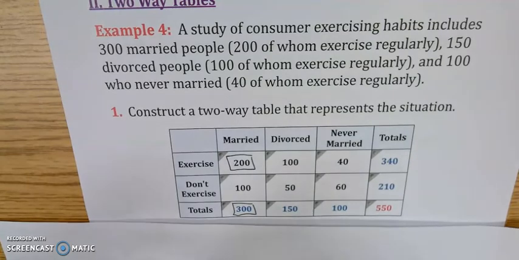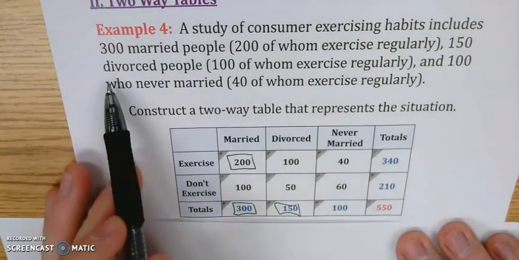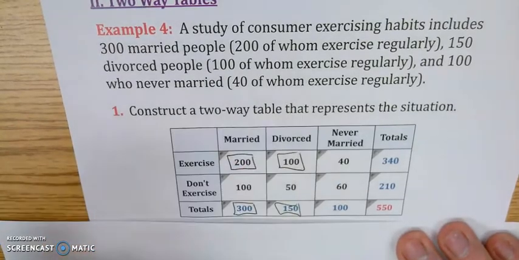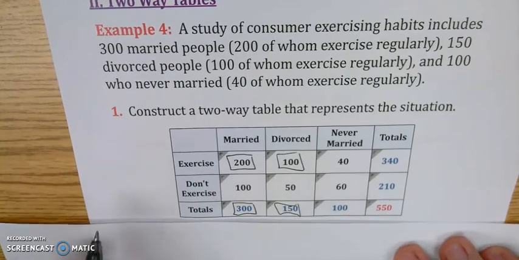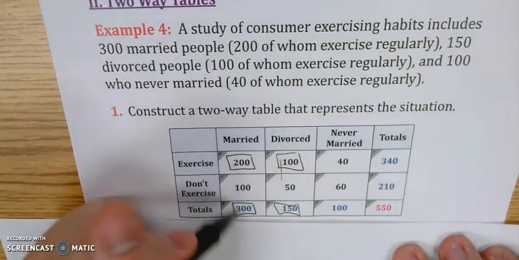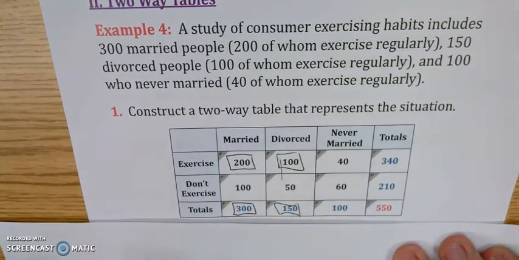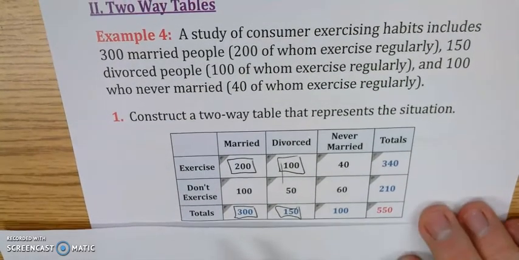150 divorced people. So they give us that total there, and they tell us out of that 150, 100 exercise regularly, so they give me that piece of info. I can then work backwards to figure out the remaining would be 50. So the totals work down. We do the same thing for the people who are never married and their exercise habits. Again, we would add down, and it should check out.